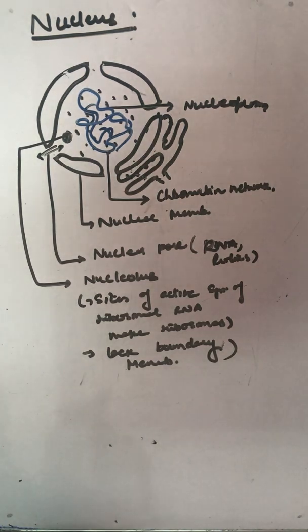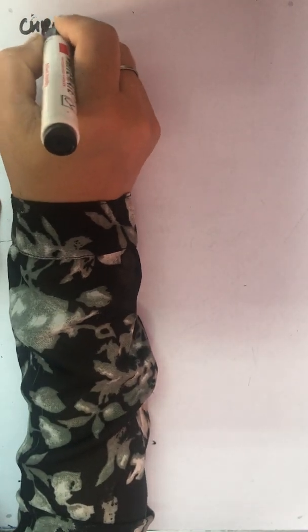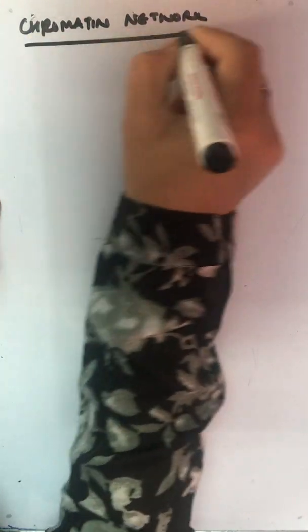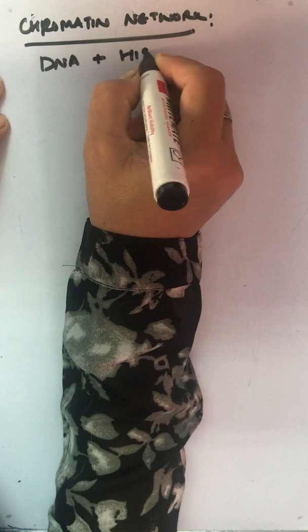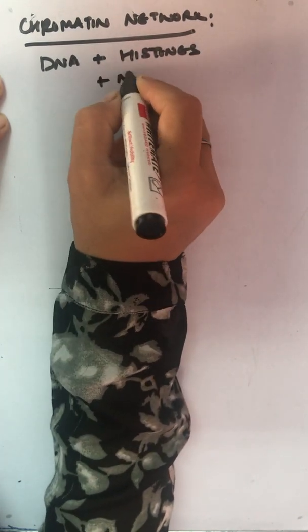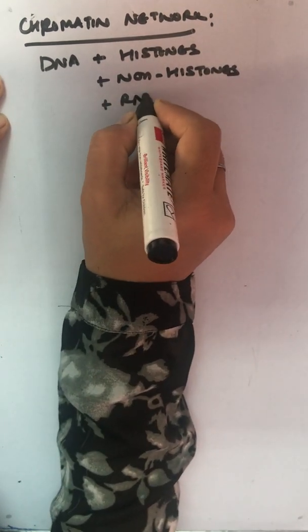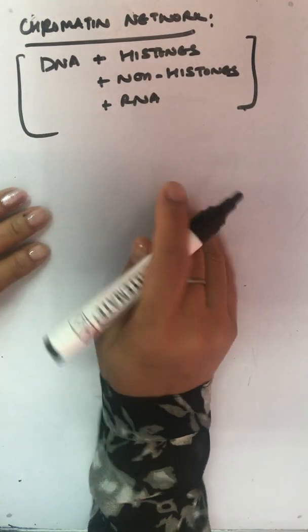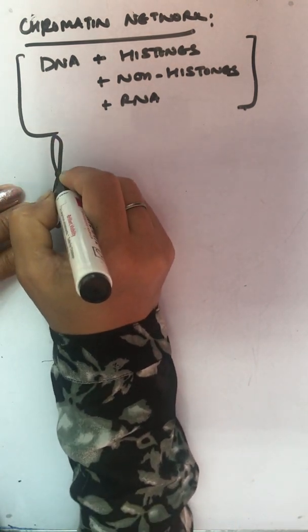Now moving to the chromatin network. When we see chromatin network, chromatin contains DNA and the basic proteins called histones and non-histones along with RNA. Okay? When the cell starts division, this chromatin condenses into individual rod-like structures. We call them chromosomes.